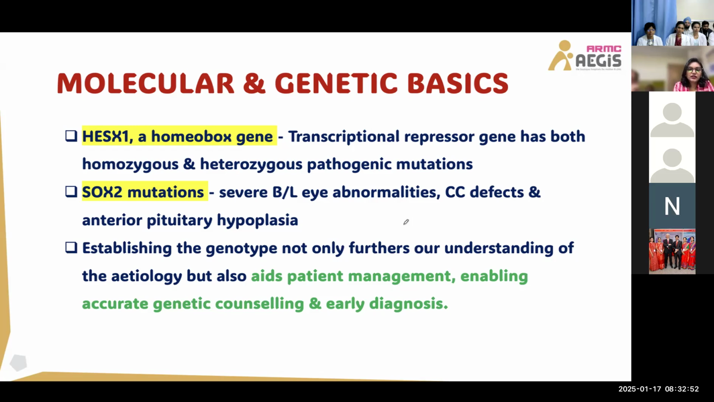SOX2 mutations are found to have severe bilateral eye abnormalities, CC defects, and anterior pituitary hypoplasia. So, establishing the genotype not only furthers our understanding of the etiology, but also aids patient management, enabling accurate genetic counseling and early diagnosis.